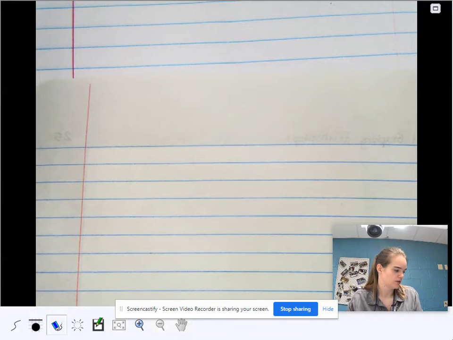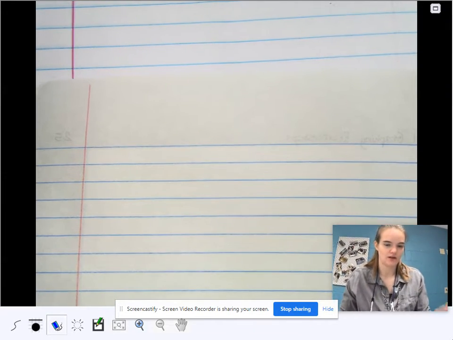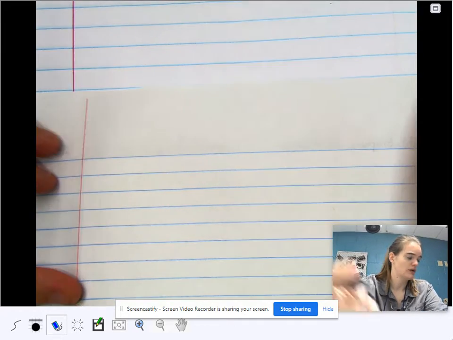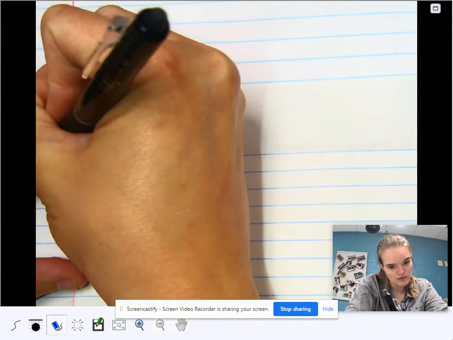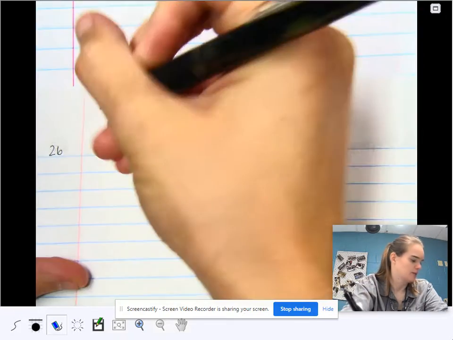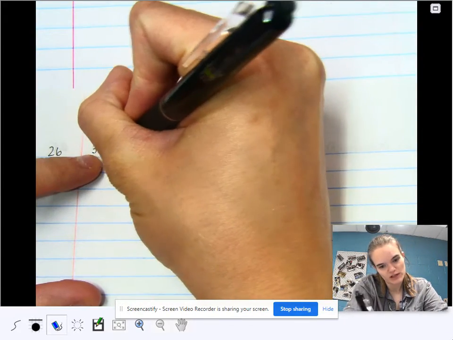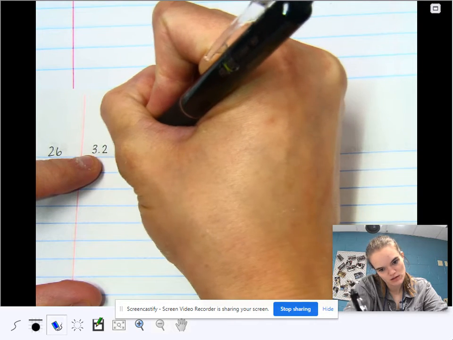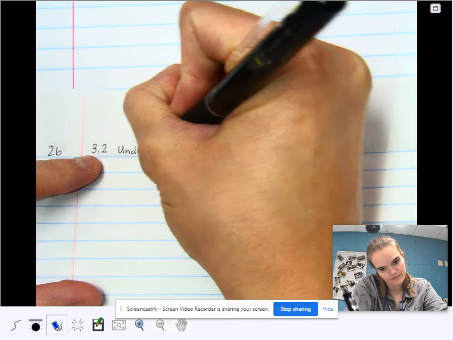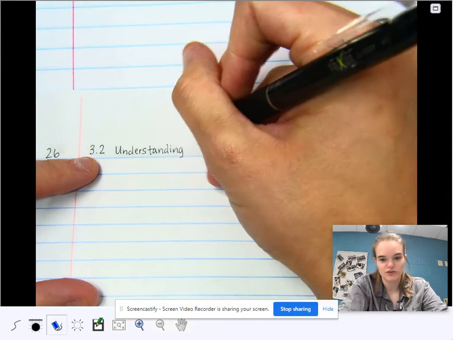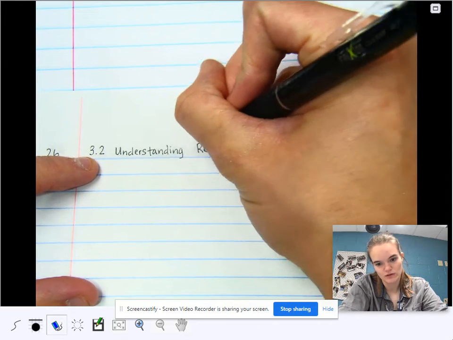Okay, so today we are going to talk about relations and functions. Open your notebook to page 26 and go ahead and label it 3.2, Understanding Relations and Functions.